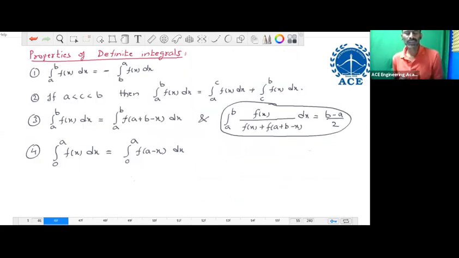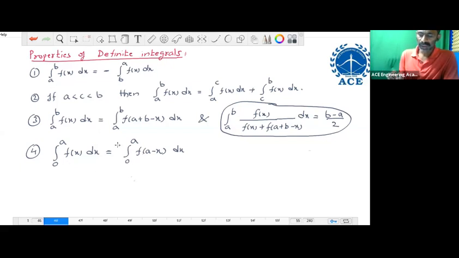These are the properties. Integral a to b f of x dx equals minus integral b to a f of x dx. That is, when you change the limits, we get a minus sign; we substitute the lower limit first and then the upper limit. If we take some point between a and b, we write the integral as the sum of two integrals. If we take 2 points inside the interval, we can write the integral as the sum of 3 integrals. Integral a to b f of x dx has the same value as integral a to b f of (a plus b minus x) dx.